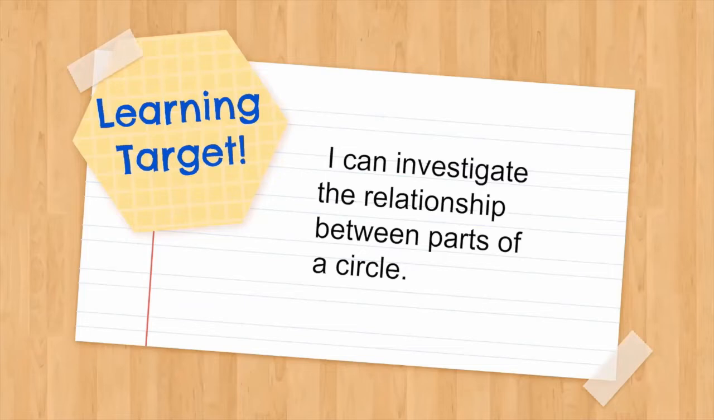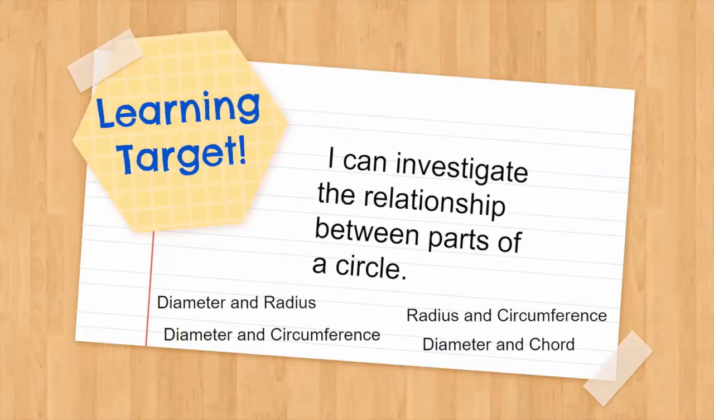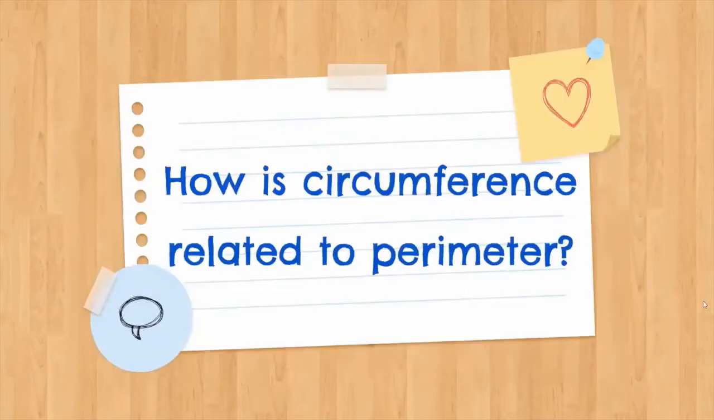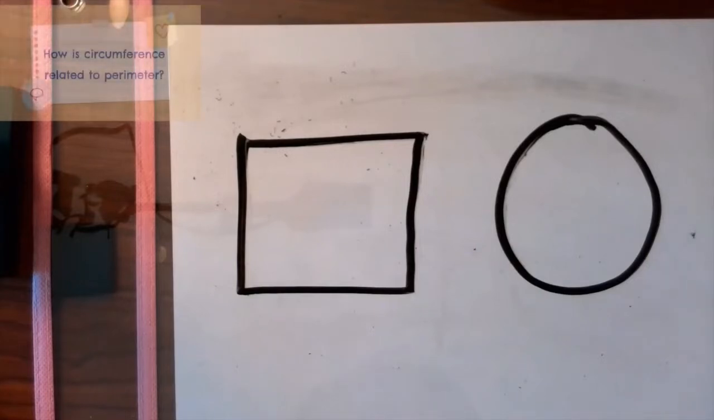Specifically, the relationship between the diameter and radius, diameter and circumference, radius and circumference, and diameter and chord. Let's start by answering the first question. How is circumference related to perimeter? How do you think perimeter and circumference are related?